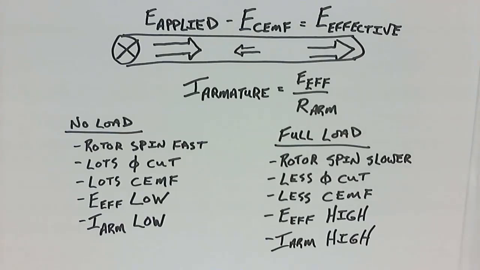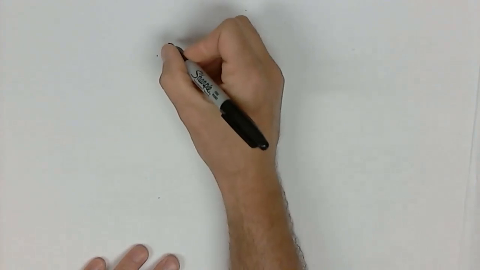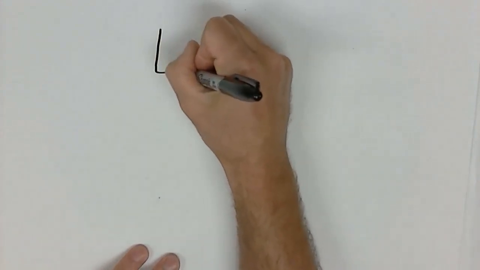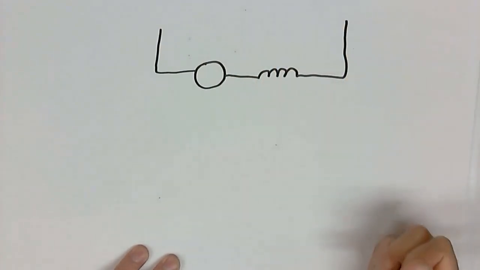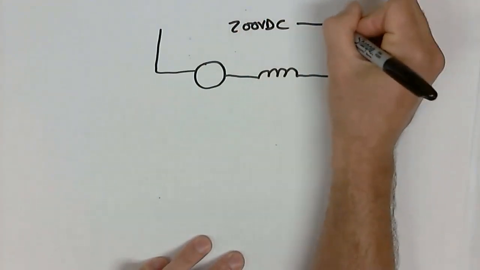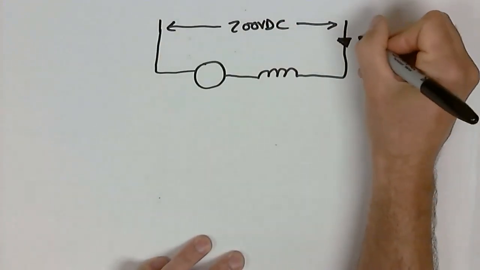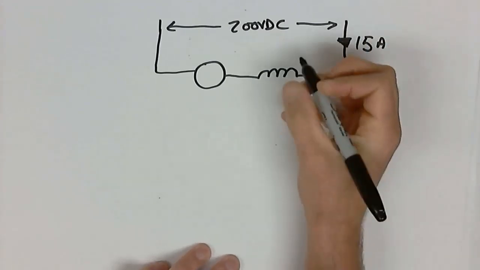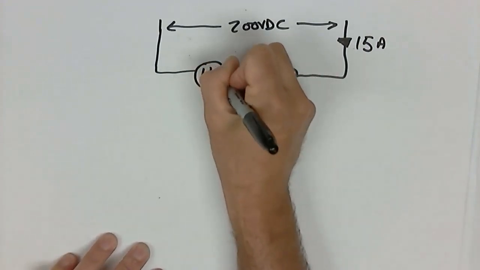So how do we actually use this then in calculating a value? Let's take a look at some of the numeric values involved in this. Let's calculate a DC motor. The first one we're going to calculate is just a series motor. So here's my series motor. I've got 200 volts DC. I've got 15 amps. And I've got a series winding here and an armature. The armature has a resistance of 1.1 ohms.